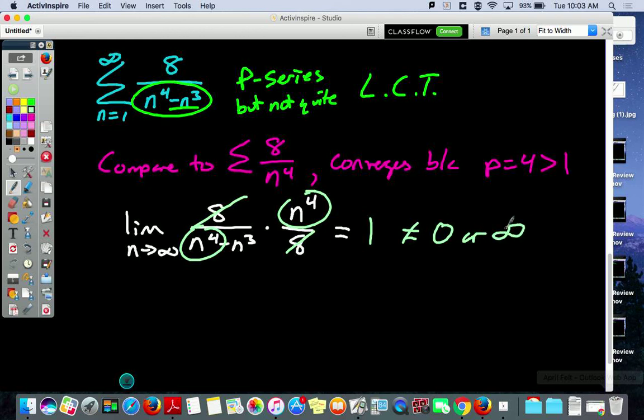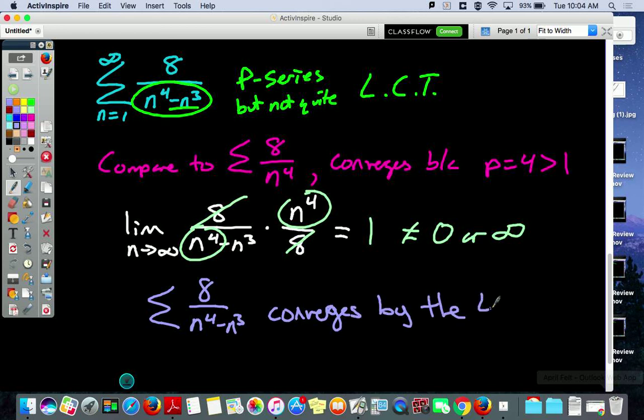Now that is the result we really want to have, because if we get a number that's not 0 or infinity, then whatever our comparison does, our original one does as well. So I can now write a conclusion statement. The conclusion statement would be that the series of 8 over n to the 4th minus n cubed converges by the limit comparison test.